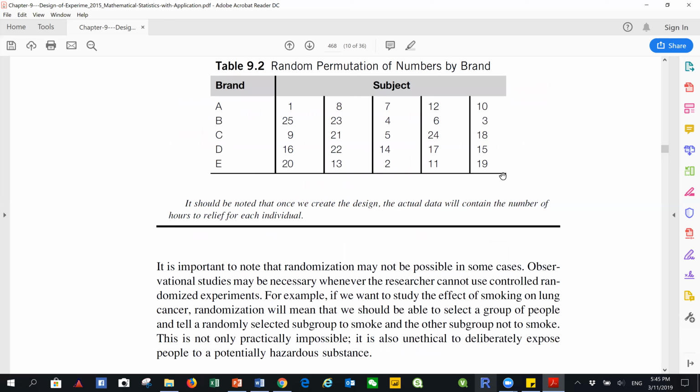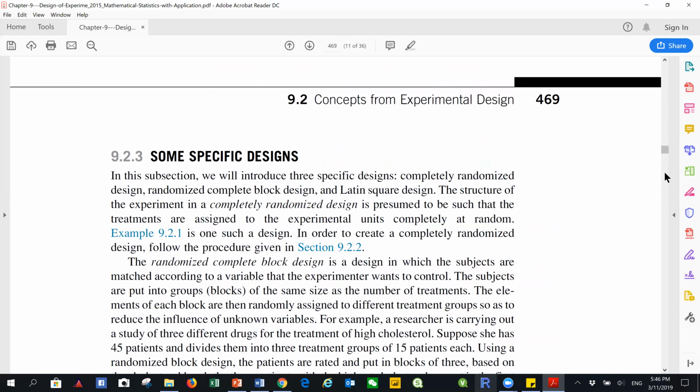This is the concept of randomization. In other words, we do a random permutation of the numbers by brand. And you can see for the 5 treatments, each treatment has 5 subjects. For treatment A, we have 1, 7, 12, and 10. For B, we have 25, 23, 4, 6, and 3, and so forth. All the 25 subjects were randomly assigned to these 5 treatments.